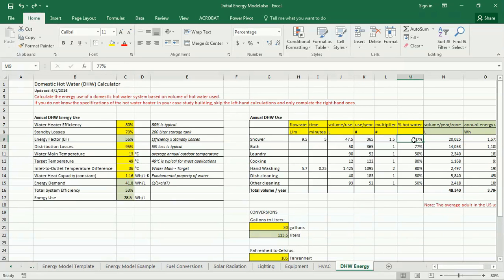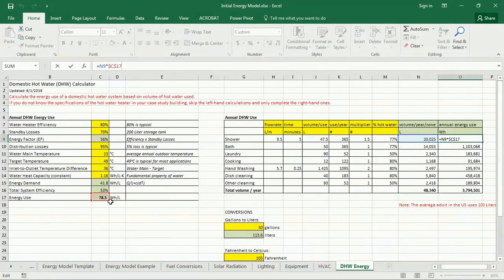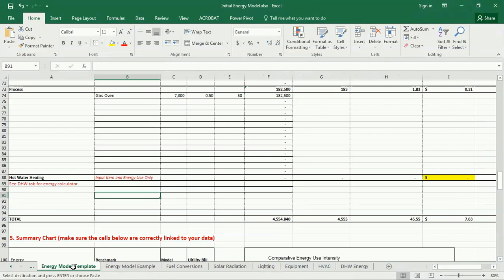Alright, and then based on that percentage of hot water, we get a total volume per year per zone for the shower and then for everything else. And then the energy use is just multiplying the energy per liter times the number of liters, and that's how we're getting the total here. So I would like you to please copy all of these. I'm going to press Control-C here and go over to the Energy Model Template, and I'm going to right-click and paste the values.